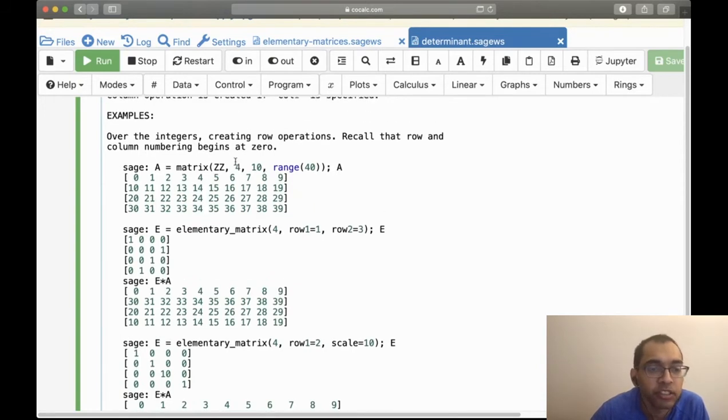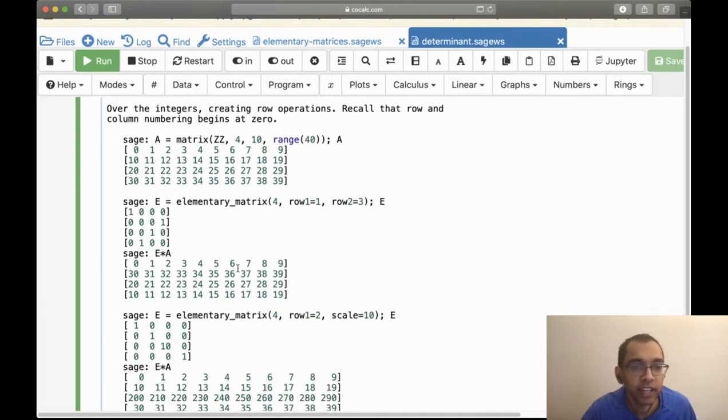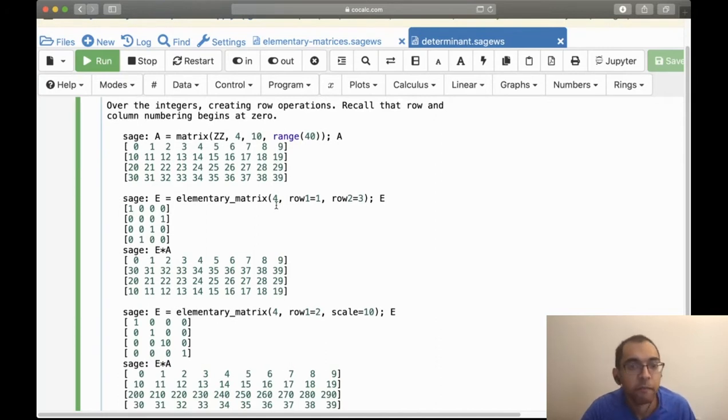And here they've given some examples. So here's a matrix A that's a 4 by 10 matrix consisting of the numbers from 0 to 39. That's what range 40 is. And now the elementary matrix, this is the one that swaps what you have here for row 1 and row 2. Now, this would swap, they have here 1 and 3. So it's going to swap row 2 and 4.